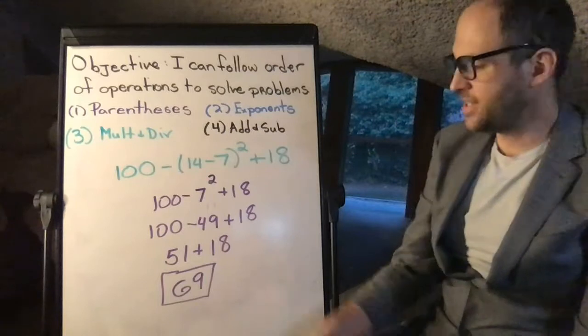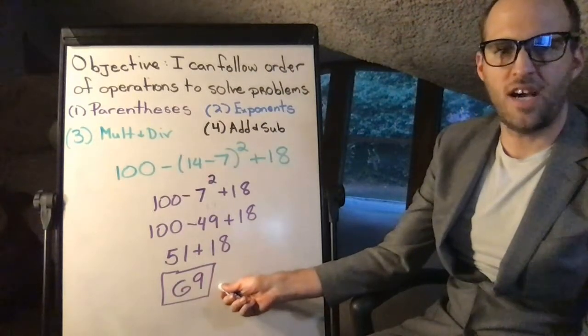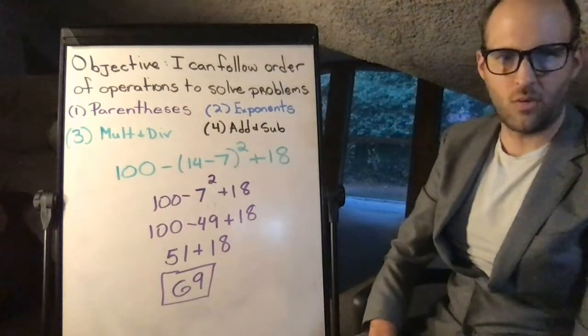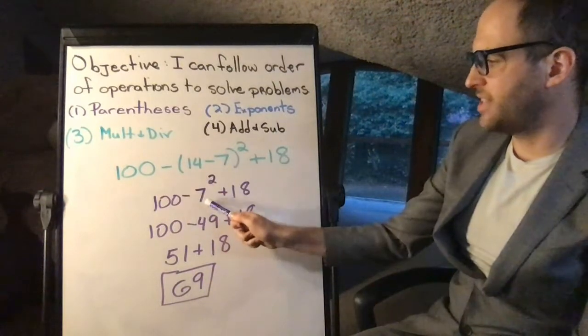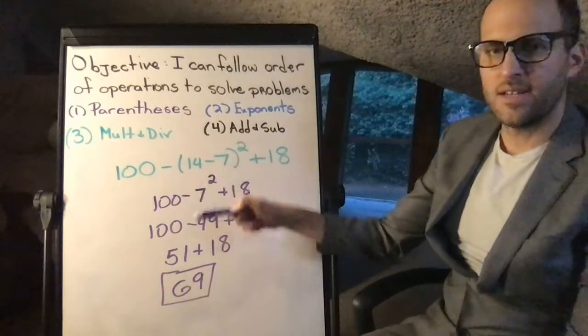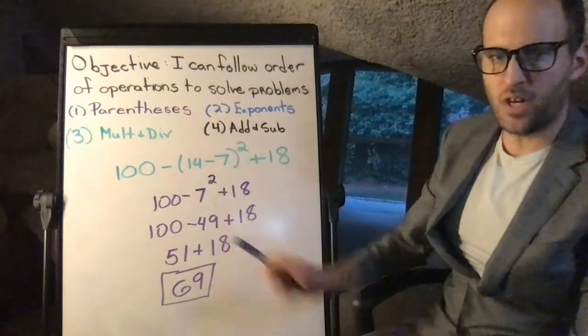Hopefully, mathematicians, 69 was the answer you found after doing all this math work. Let's quickly look through it. 14 minus 7 is in the parentheses. We do that first. That gives us 7. We then square it, 7 times 7, which equals 49.